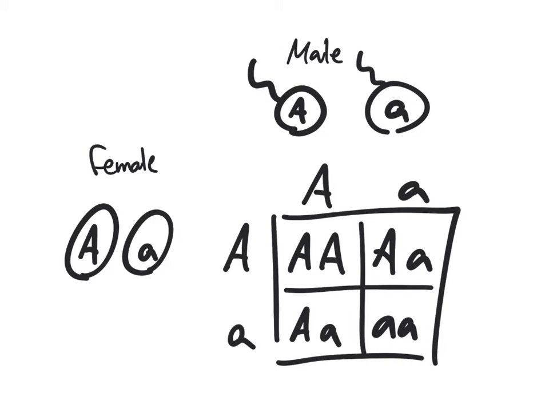What that tells us is that 25% of the offspring could have big A, or heads, 25% could have little a, or tails, and 50% could have big A, little a, or heads, tails.